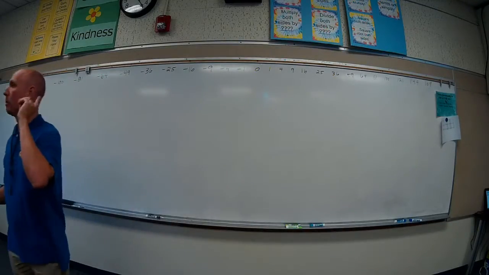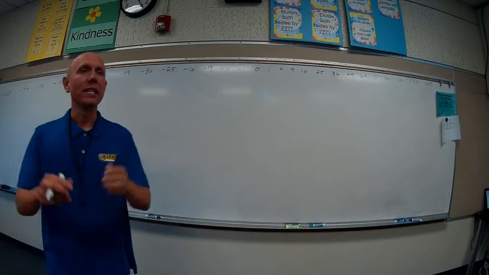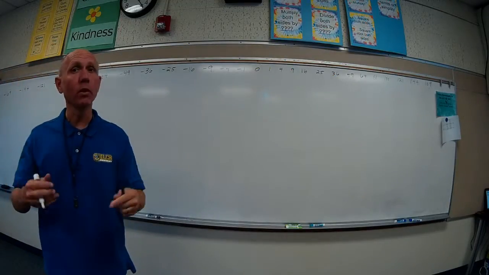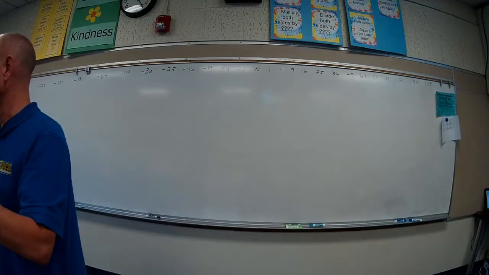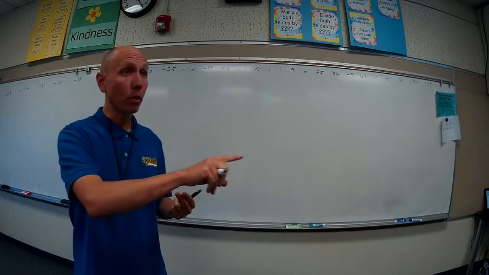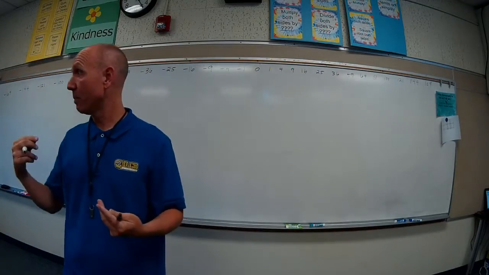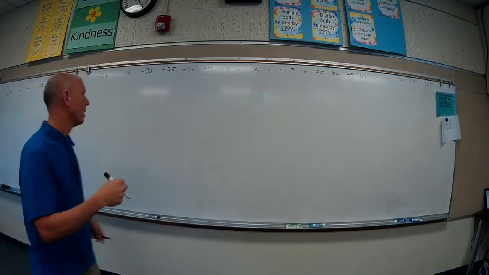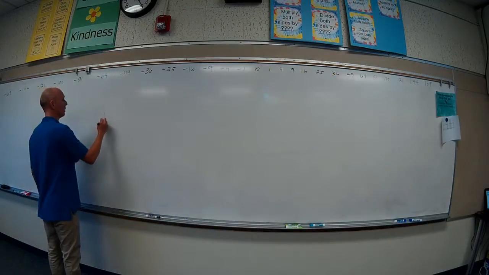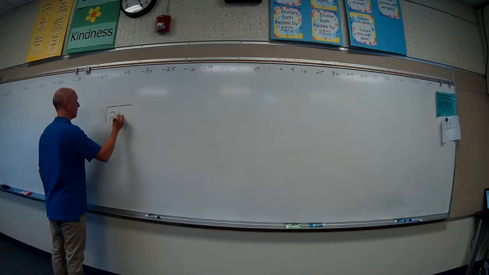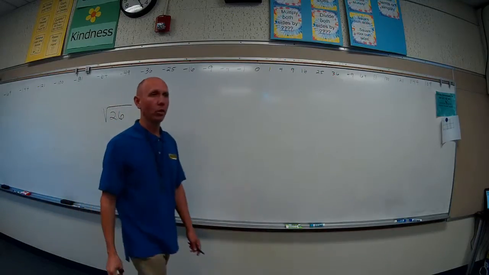I'm going to put a number up here. The first thing I want is the neighborhood. Show me the neighborhood and show me your board. Once I know that your neighborhood is good, then you can go and estimate the actual value for me. So let's do the square root of 26. Start with the neighborhood for me.